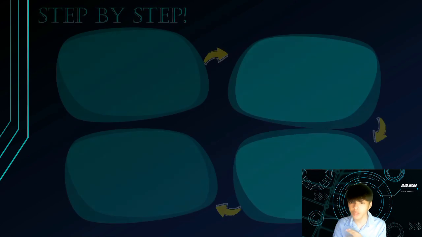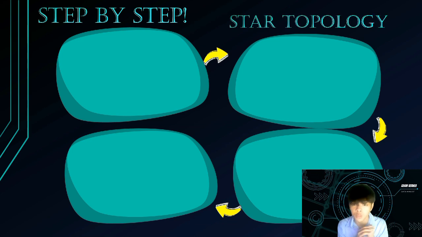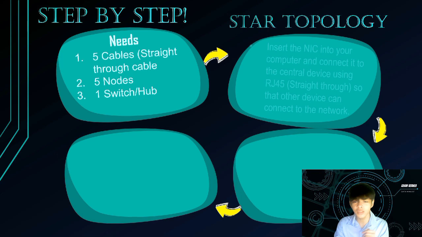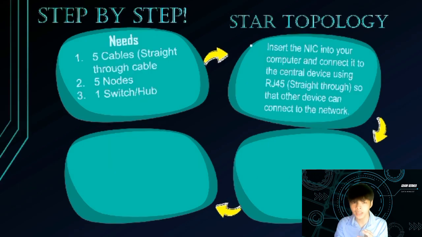Next, what you will do in order to create a successful star topology. First, you must have the following: 5 cables so that we can create a 5-pointed star, 5 nodes or devices, and lastly, a central device, which is the switch or hub that connects the 5 devices. The first thing you do is insert the NIC into your computer and connect it to the central device using RJ45 straight through so that other devices can connect to the network.